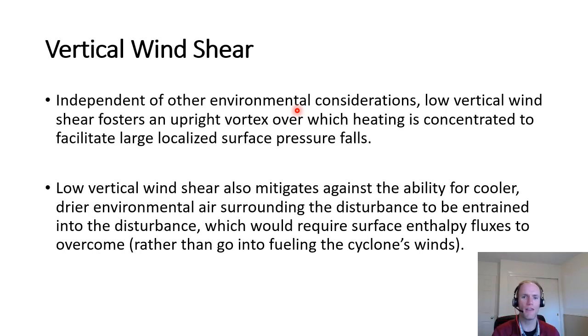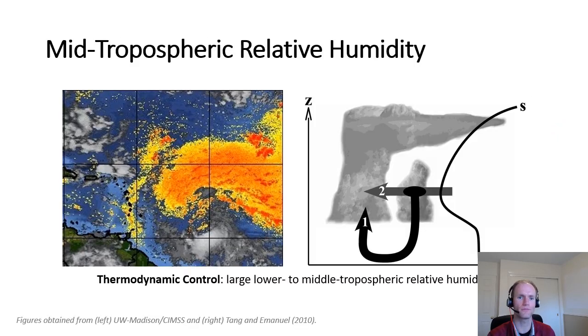And we'll talk about that a little bit more as we go into our last criterion, which is mid-tropospheric relative humidity. So this is a thermodynamic control, and we want there to be large, lower to middle tropospheric relative humidity. There's not a specific threshold value, but in general, tropical cyclone formation will take place when you have relative humidity 60 to 70% or greater, and all of the other conditions being met.